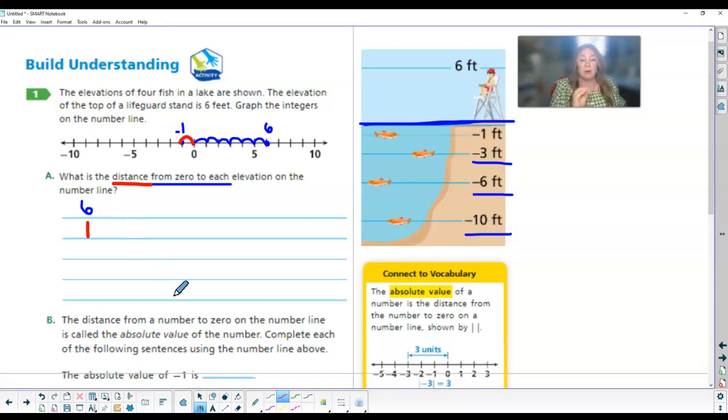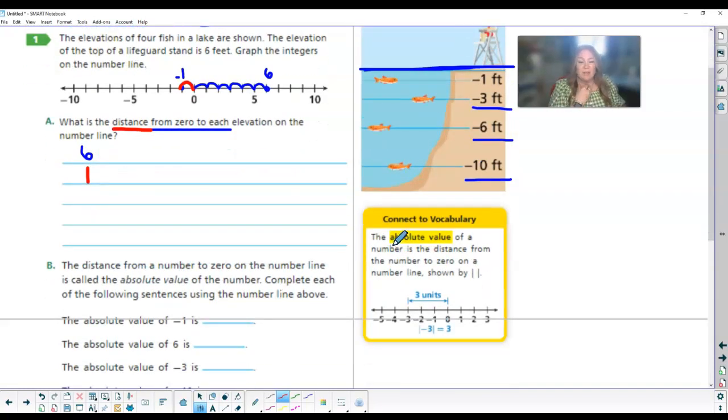Distance is always positive. So what we call that is the absolute value. What is the distance to 0? What is the value of the number? And we mark that by showing this. This means absolute value. So what is the distance from here to here is kind of how I think of it. It takes 1 unit to get there. So the absolute value of -1 is 1 unit.